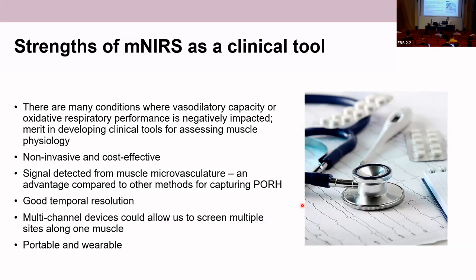The devices can also be made portable and wearable, as we just saw. And this is really applicable, not just in sports science, but also in clinical healthcare, with trying to remotely monitor patients. I think there's definitely scope for that.